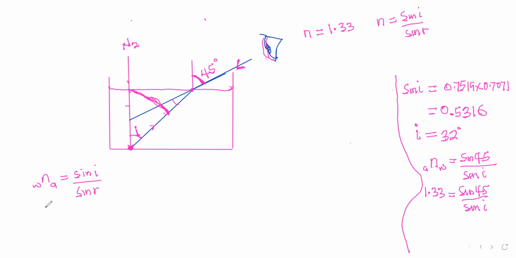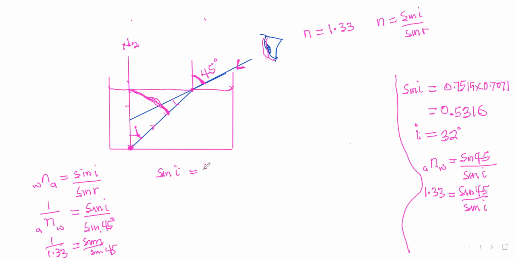Don't forget the refractive index from water to air is the same as 1 over the refractive index from air to water. So this is sine of I on sine 45 degree. We were given the absolute refractive index, 1 over 1.33 is equal to sine of I on sine of 45. So here we find I. Sine I giving us sine of 45 over root 2.